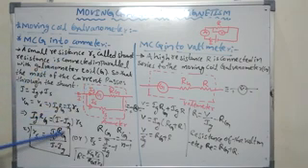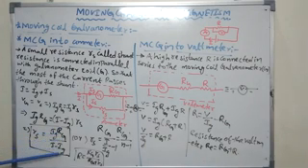Very easy and important. This formula is most important. How much shunt resistance is required to measure this much current? Rs is equal to Ig into Rg by I minus Ig. Ig is the current flowing through the galvanometer, Rg is the resistance of the galvanometer, and I is the current flowing in the circuit.